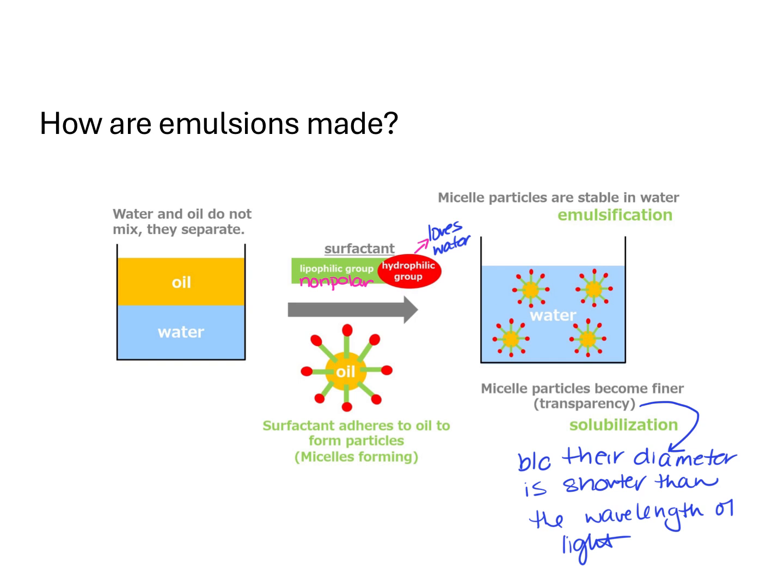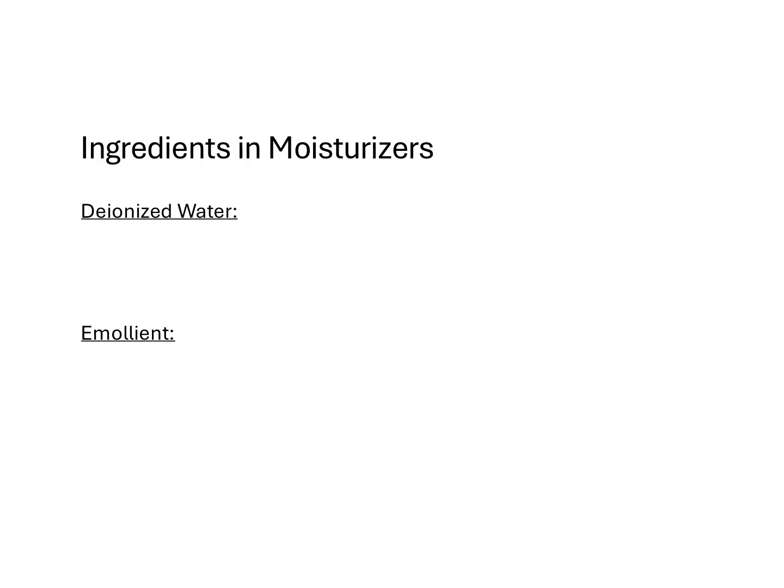That's how emulsions are made, right? We mix some things and we make these emulsions. So what things do we mix together? Well, in moisturizers, lotions are mostly water. You want to use deionized water, right? So lotions, I'm going to say, are about 70% water.